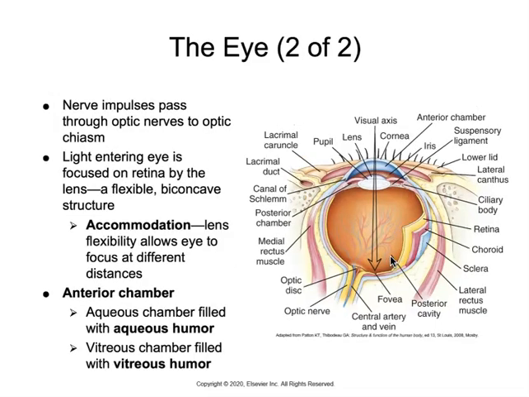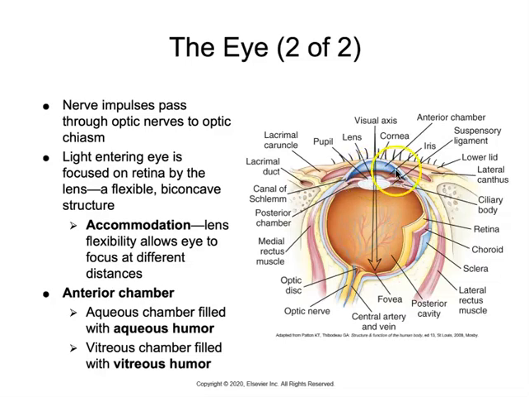So we are going to get nerve impulses that pass along this optic nerve to the optic chiasm. So that would head on back and cross. And our light that's entering the eye is going to focus on our retina by the lens, which is a flexible and biconcave structure. It helps us to accommodate for things that are either further away or closer, so that our lens could be flexible and allow us to see different distances.